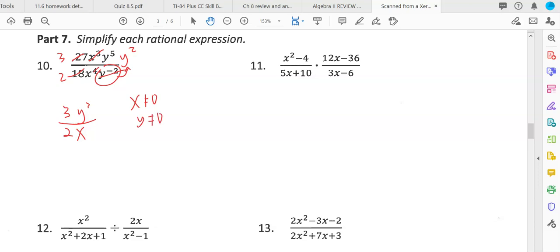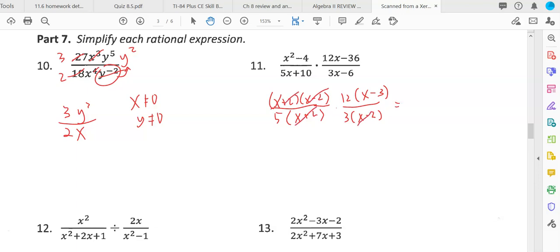Let's try factoring this guy and see what happens. So the top left will be x plus 2, x minus 2. Bottom would be 5 times x plus 2. 3 times x minus 2. 12 times x minus 3. And we're going to cancel what we can. X minus 2 cancels. X plus 2 cancels.